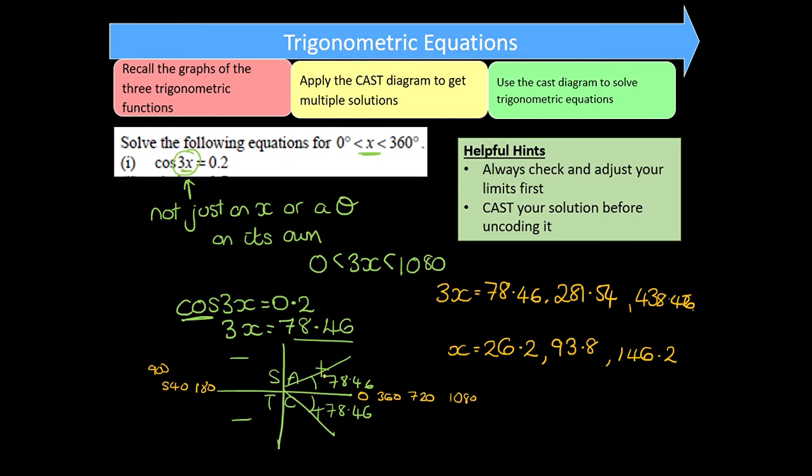I'm now almost at 720. So I'm going to do 720 minus 78.46. So I'm going to have to go on the next line because I was running out of space. And I'm dividing by 3. Yeah, this takes time, but there are definitely marks available for it.